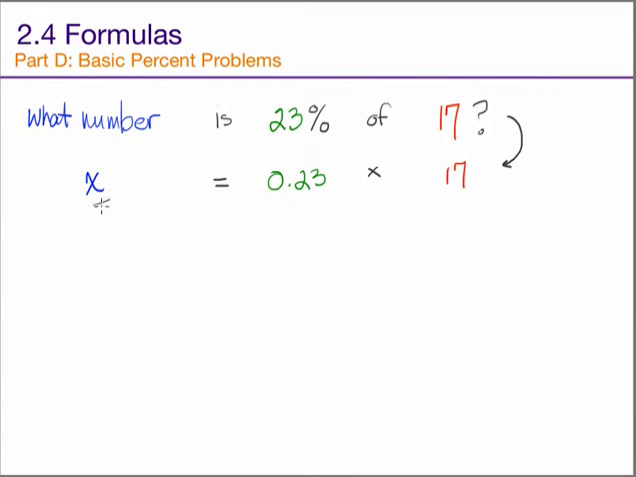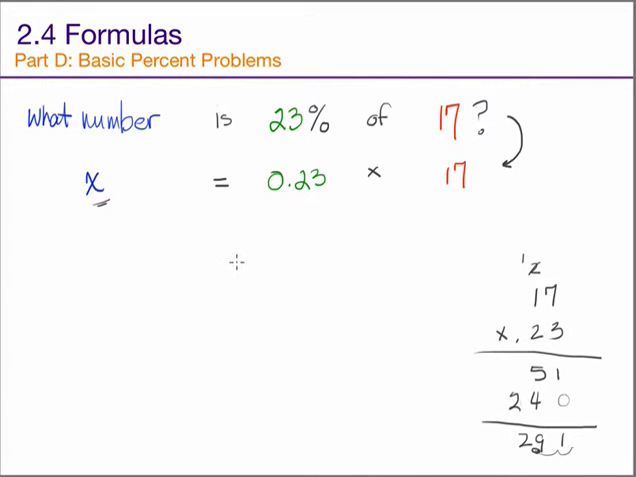My variable is on the left-hand side by itself already, so all I need to do is the arithmetic on the right-hand side. 23% of 17 is 0.23 times 17. I can do that here, and the answer is that x equals 2.91. Of course, I can also do this on my calculator. I'd like to show you another way to do a problem like this.